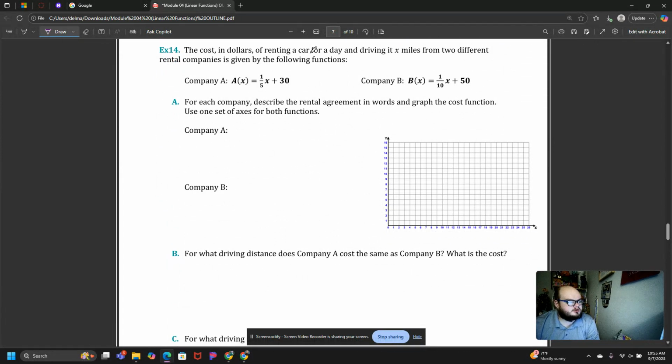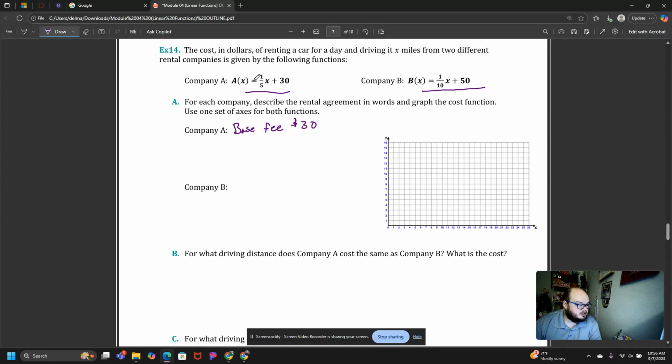The total cost in dollars of renting a car for a day and driving it x miles from 2 different rental companies is given. For each company, describe the rental agreement in words and graph the cost. Use one set of axes for both functions. Okay. So we got these 2 rental companies that we're looking at here. So Company A has a base fee of $30 because that's the y-intercept.